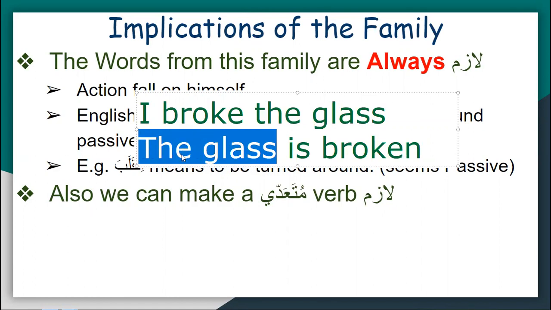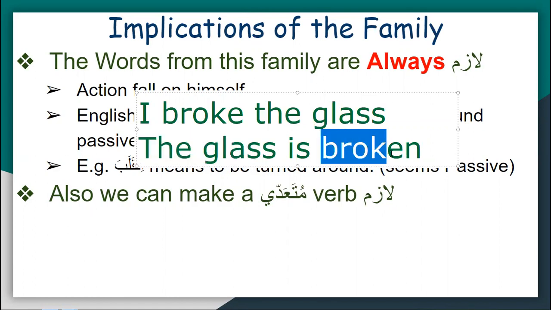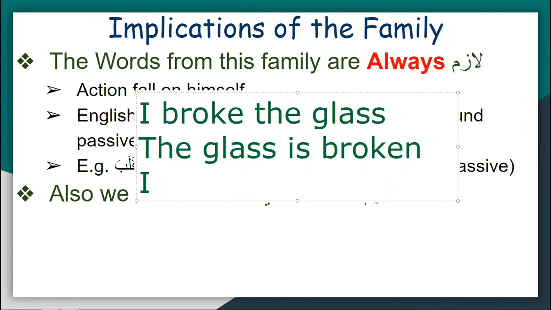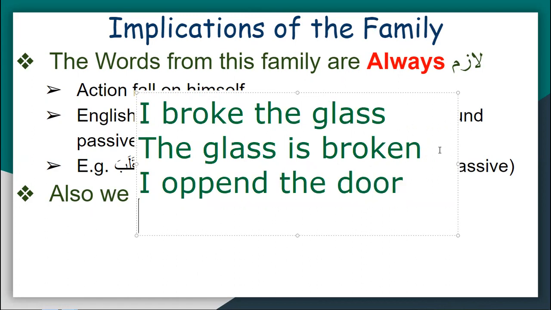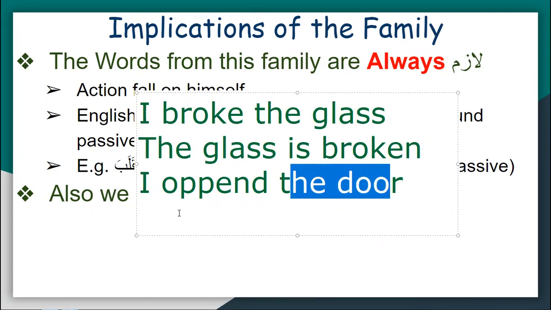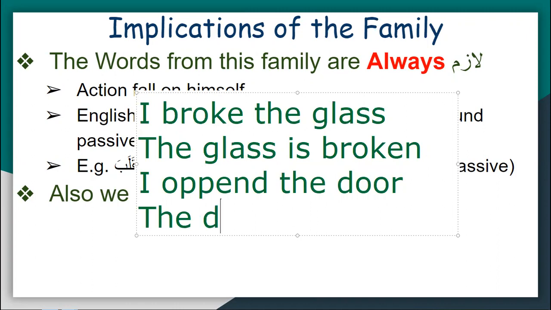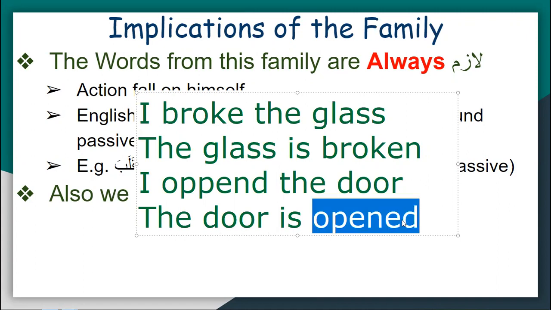The glass is the fa'il, and to be broken is the fa'il madi also, and it's a lazim fa'il madi. So what happened to the glass? The glass is broken. Okay, or if I say, I opened the door. Here I is the doer, right? So what happened to the door itself? Right? The door is opened. Open, right? So the door is the doer of the opening.